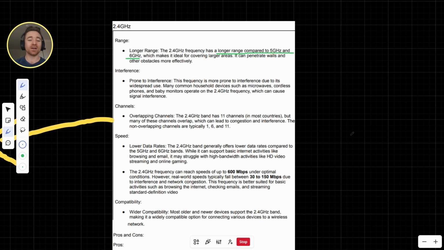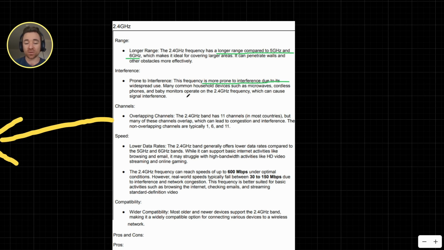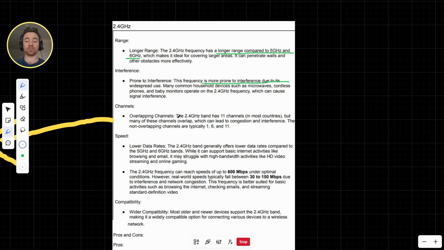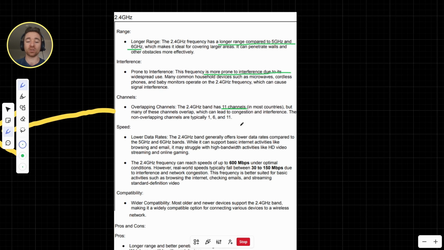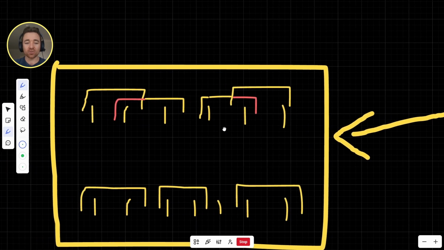Okay, so more prone to interference, as we said. So it's more prone to interference from baby monitors and microwaves, things like that, things that operate on the 2.4 gigahertz frequency. Now, in terms of channels as well, it has 11 channels that you can operate on, generally speaking. What is a channel? Let's go through that now.